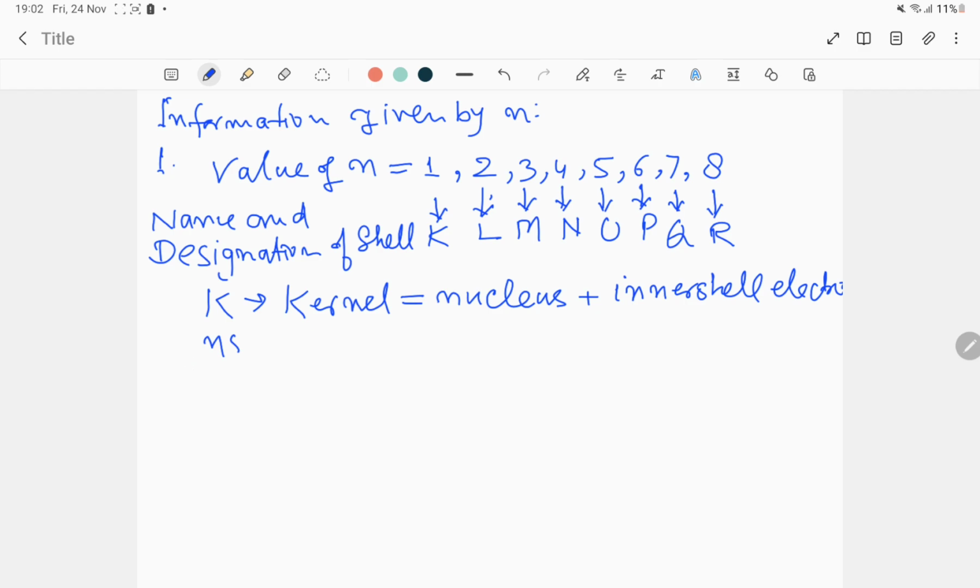Now, second information given by principal quantum number is it determines the location of electron, that is the distance of the electron from the nucleus. With the increase of the n value, the distance of the electron from the nucleus also increases. That is, n values in the increasing order.